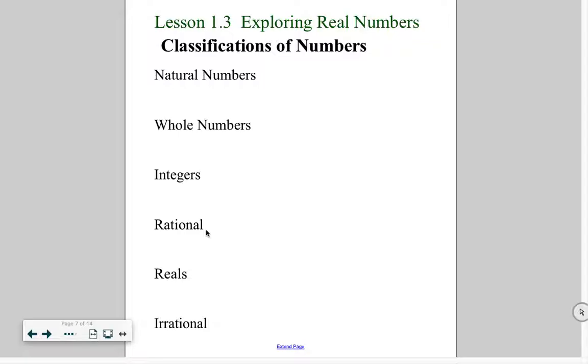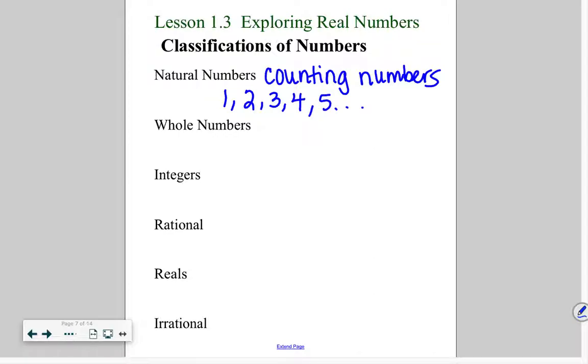Classifying numbers. We're going to start with our smallest category of numbers, which is our natural numbers. Does anybody remember the other name for our natural numbers category? Counting numbers, exactly. So our natural numbers are also known as counting numbers. And when we count, what number do we generally start with? 1. And then we continue with 2, 3, 4, and we continue on in that process, correct? Write it on the inside of your green foldable, please.